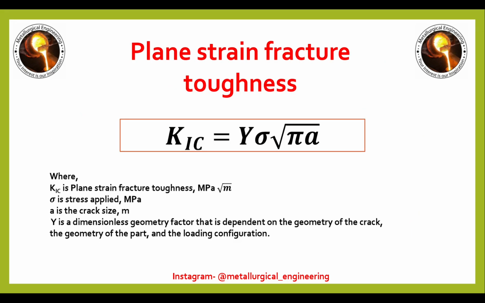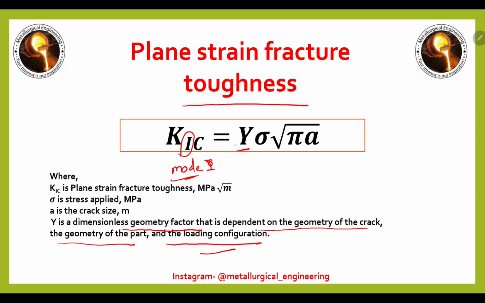Next one is the plane strain fracture toughness. This is represented as K1C. The 1 here represents the mode 1 loading, and it is equal to Y. Y is a dimensionless geometry factor that depends on the geometry of the crack, the geometry of the part, and the loading configuration. So if it is not given in your numerical problem, you can consider this equal to 1.